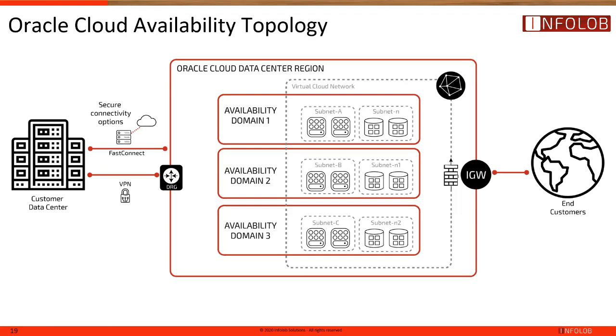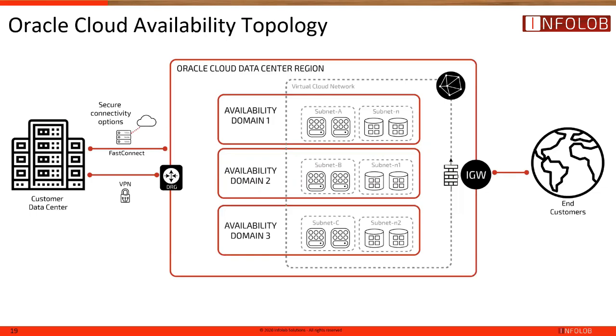VPN can be set up in a couple of days. Start moving your dev and test workloads, then figure out FastConnect. FastConnect is a thick connection. Many customers might already have a FastConnect with your vendor, whoever is currently supporting. So you need to contact and leverage your partner community and figure out what the FastConnect option is.